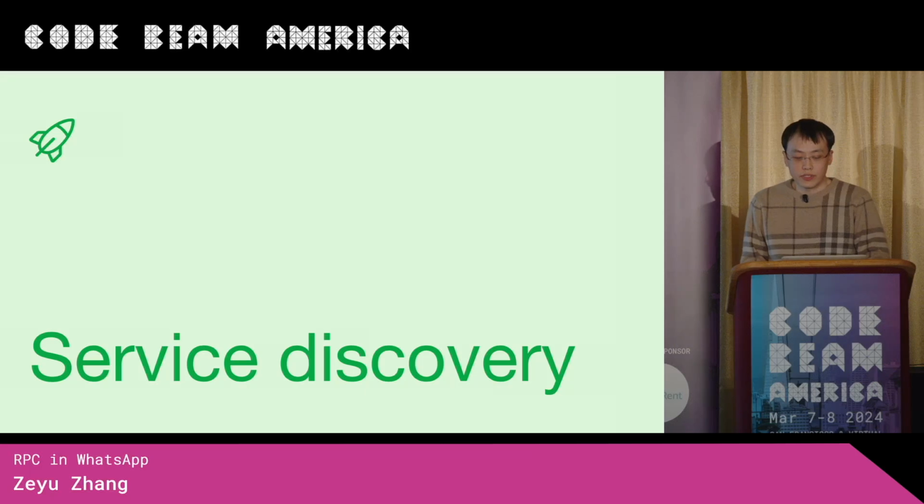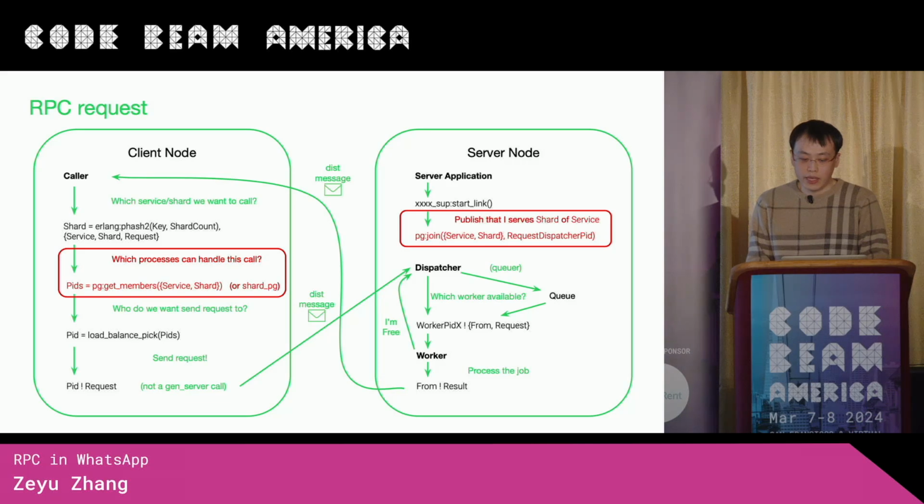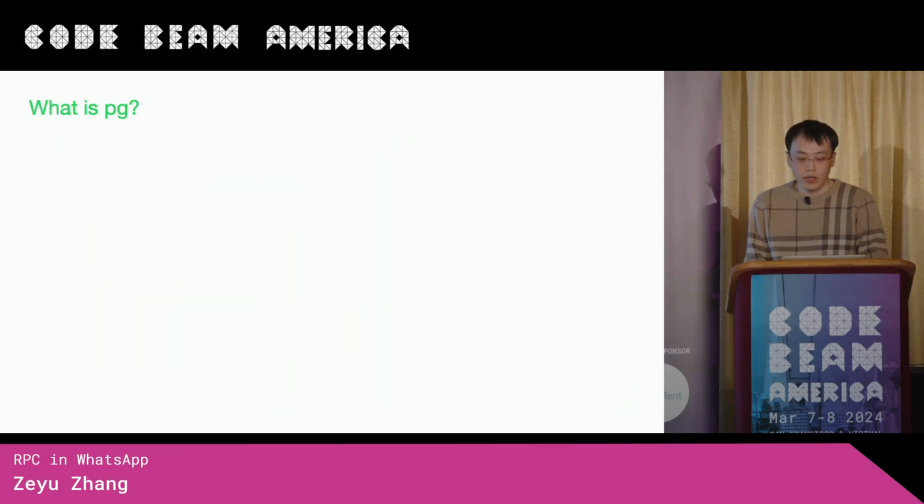So the first important part of the framework is the service discovery mechanism. Namely, how does a PID publish that it serves a shard of a service, and how do clients find out which process serves the shard of the service? As mentioned above, we use the PG module.